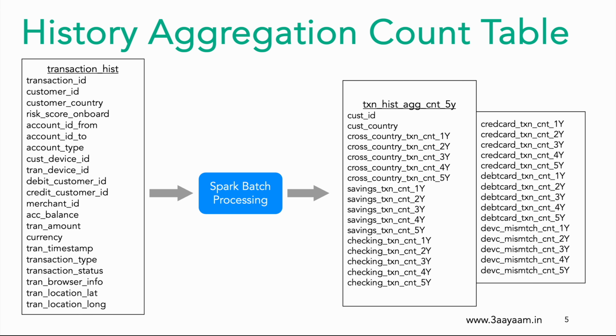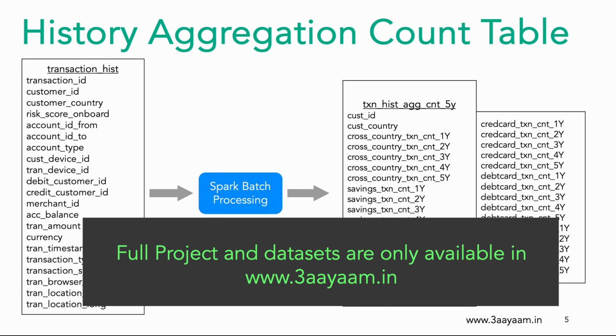In the second part, you'll have to create the history aggregation count table. This is the first table of part 2, wherein you'll have to read records from the transaction_hist table, do some Spark batch processing, and load it into transaction_hist_aggregation_count_5_years. So you'll have to create a transaction history aggregation table which would contain only counts.